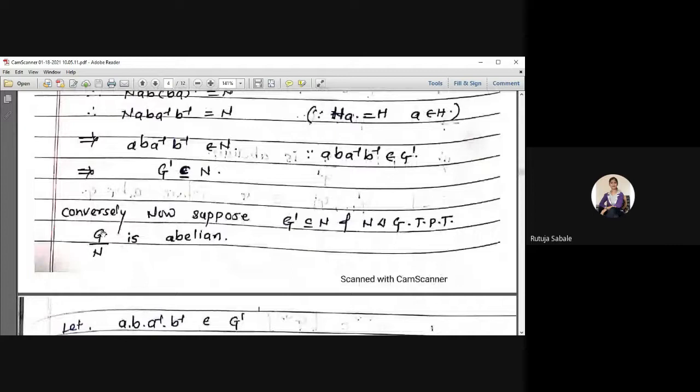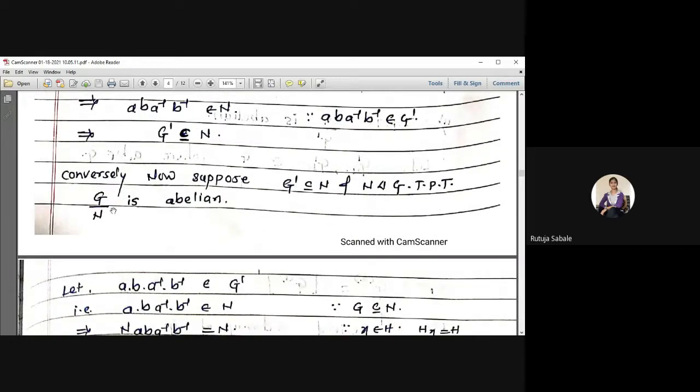Conversely, suppose G dash is contained in N and N is normal in G. We have to prove that G by N is abelian.